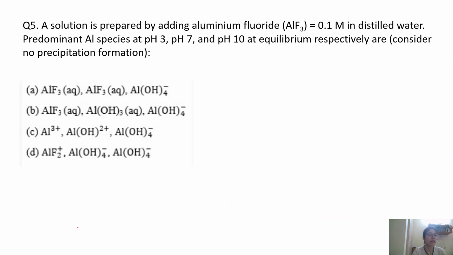So question number 5 is, a solution is prepared by adding aluminum fluoride 0.1 molar in distilled water. Same question. Predominant aluminum species at pH 3, 7 and 10 at equilibrium are what? So at different pH, different species will be there. You can use Visual MINTEQ also, and you can use the diagram also. Please try to find the answer to this question. We'll see the solution in a while.